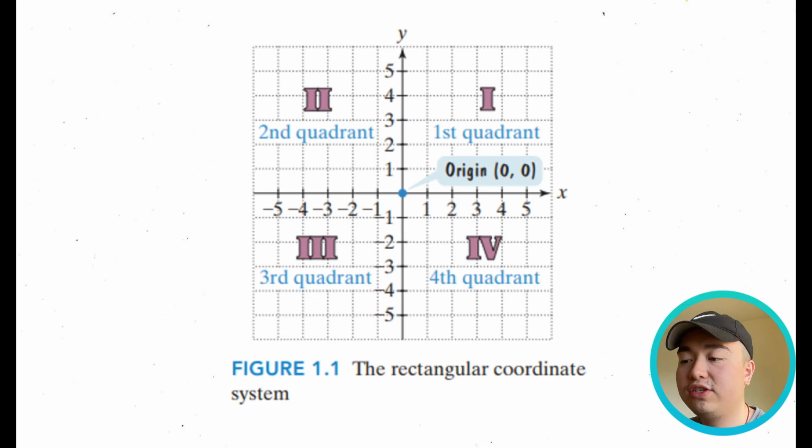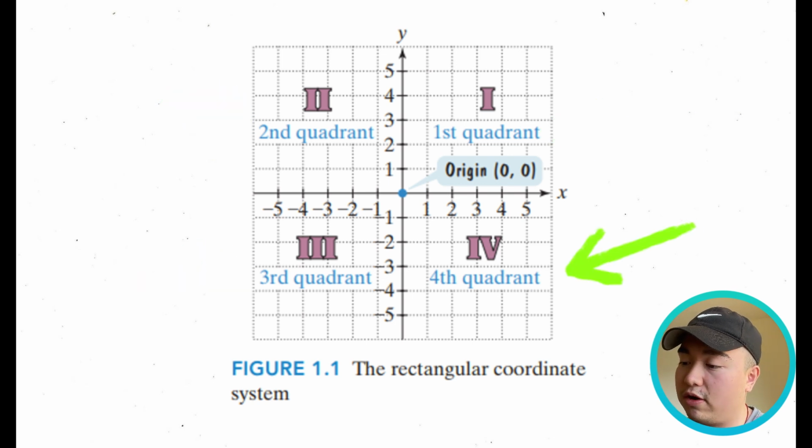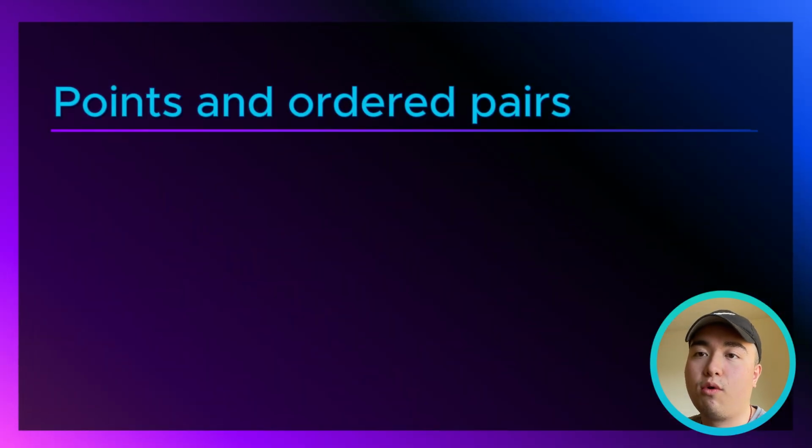So this is what the Cartesian coordinate system looks like, and from now on I'm just going to refer to it as the Cartesian coordinate system. You can call it rectangular coordinate system, it doesn't matter. We have our XY plane, which is part of it. So here we have the first quadrant, the second quadrant, the third quadrant, and the fourth quadrant, and right in the center, where the X and Y axes intersect, that's the origin, (0, 0). So we're going to first talk about points in ordered pairs.